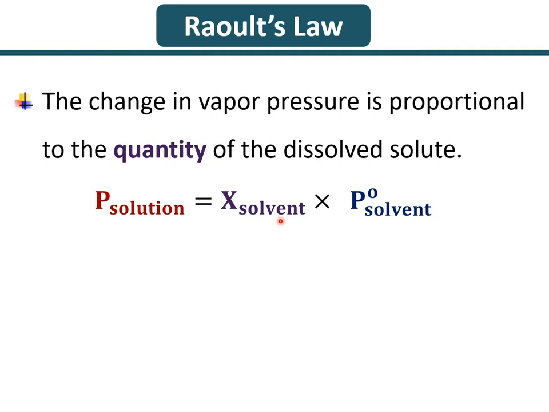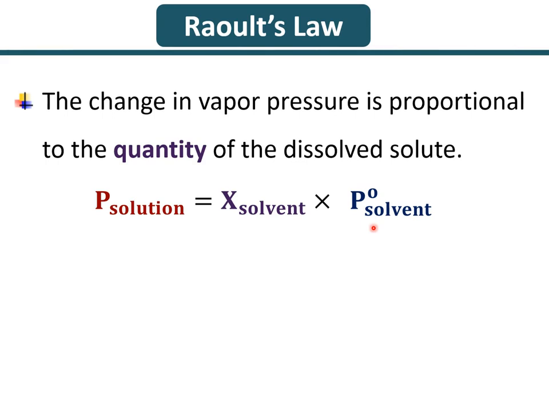Yes, equal to 1. If the mole fraction equals 1, what do you think about this? Is it a solution or a pure solvent? A pure solvent. If X equals 1, this is a pure solvent. There is nothing other than the pure solvent. If X equals 1, then P solution will equal P naught solvent. It's the pure vapor pressure of the solvent. So the rule is correct.